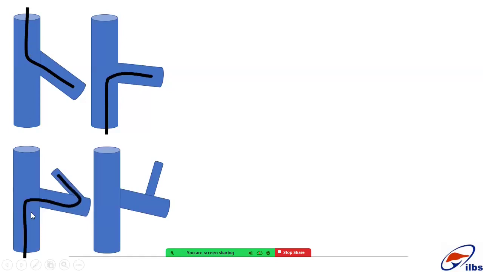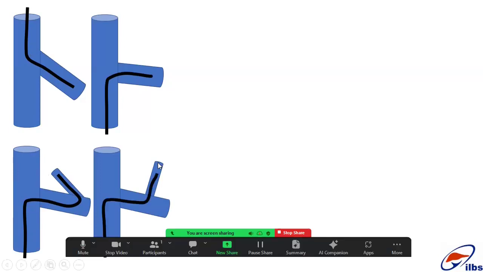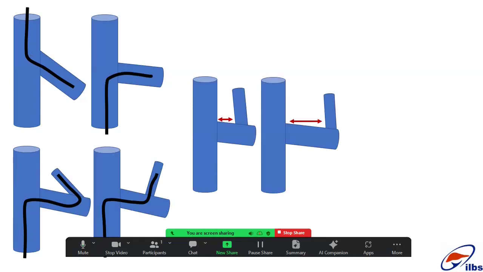Similarly here, the femoral route would be better rather than coming from the top. And here definitely the femoral route is the preferred route. Again, the distance of the shunt.